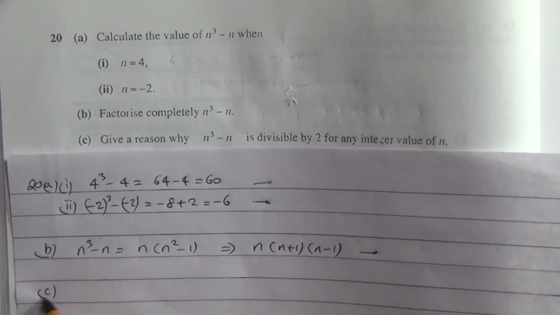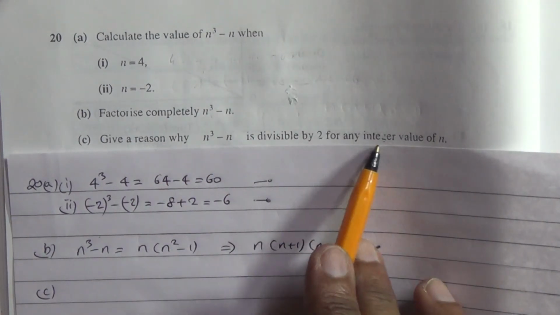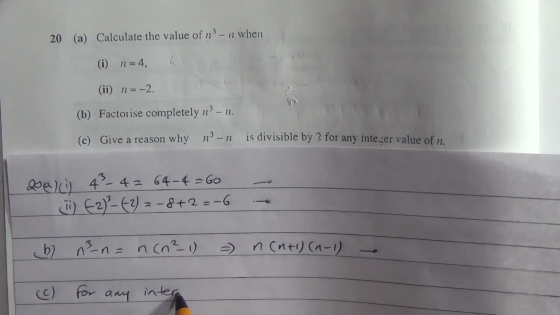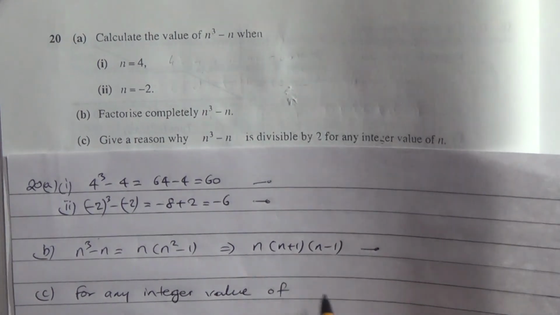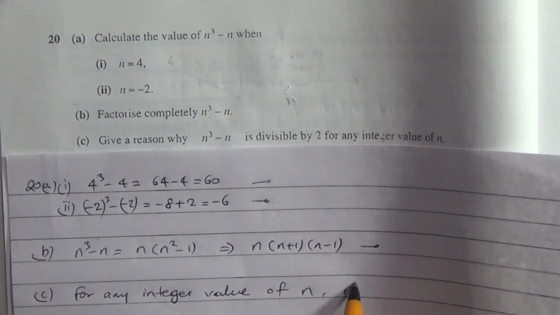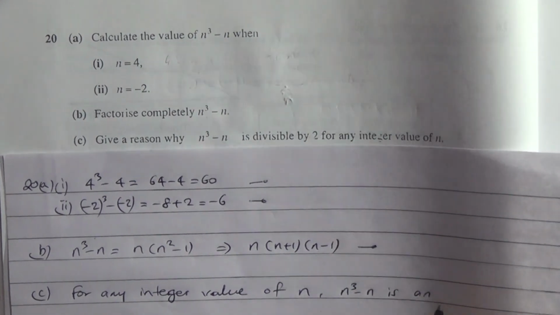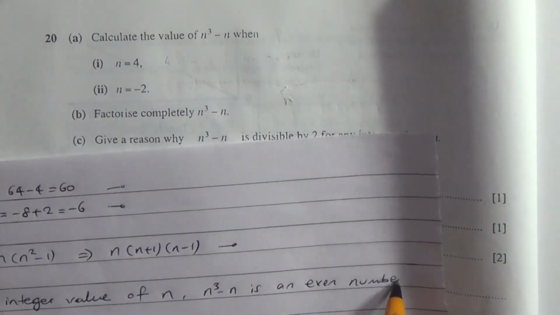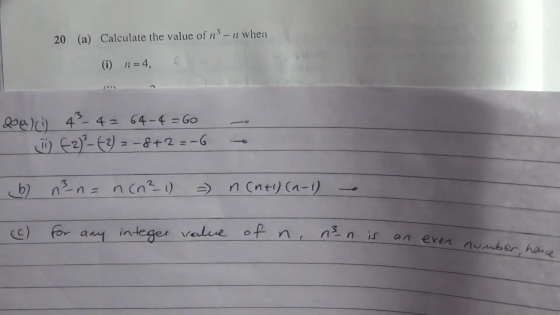And for part C, give a reason why n cubed minus n is divisible by 2 for any integer value of n. So for any integer value of n, n cubed minus n is an even number. Hence, divisible by 2.